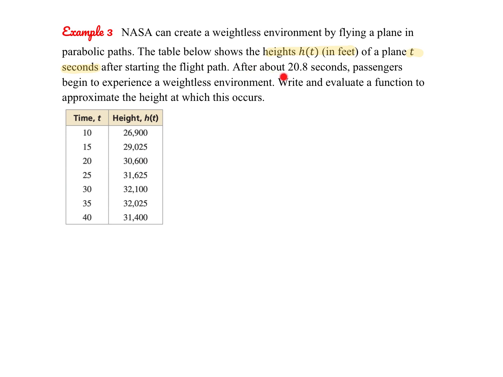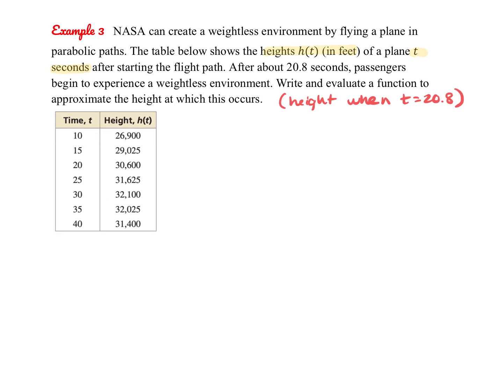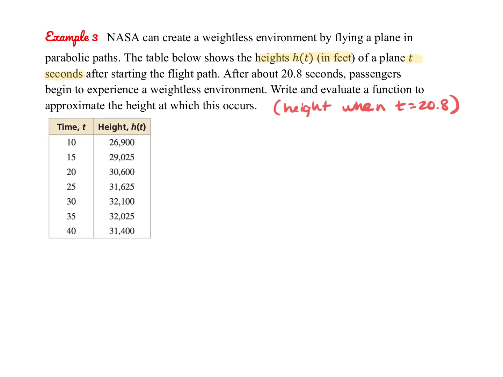This says after about 20.8 seconds, passengers begin to experience a weightless environment. Write and evaluate a function to approximate the height at which this occurs. So here they're asking us to find the height when t equals 20.8. But of course, for us to do that, we're going to need to create our quadratic model first. So the first thing we need to do when we have a set of data is we need to actually make sure that this can be represented with a quadratic model. So let's do our test.